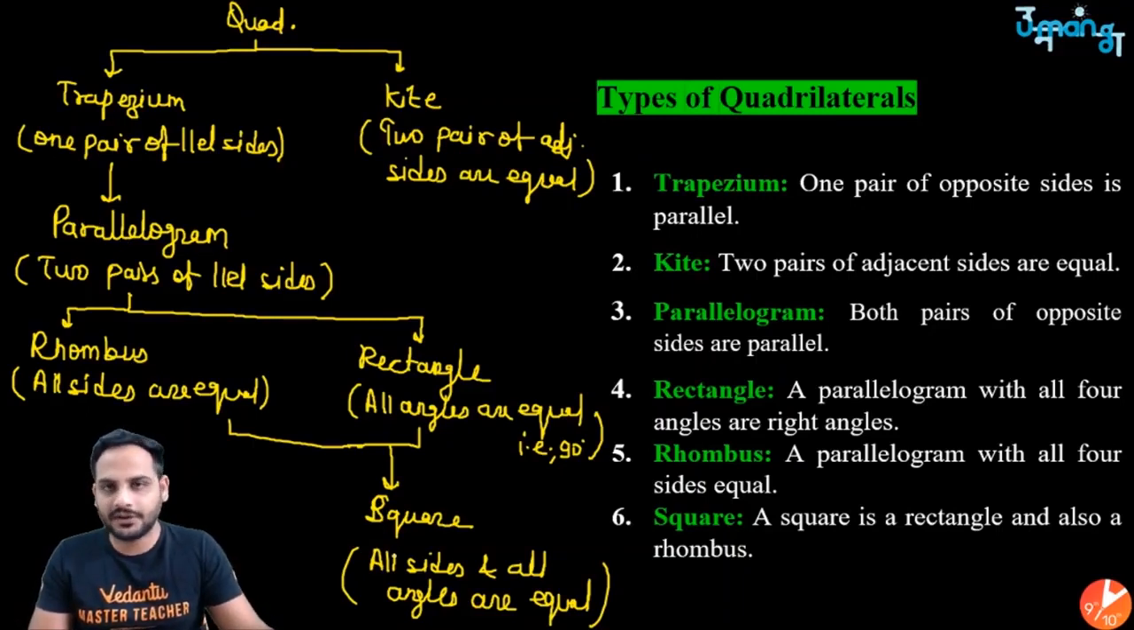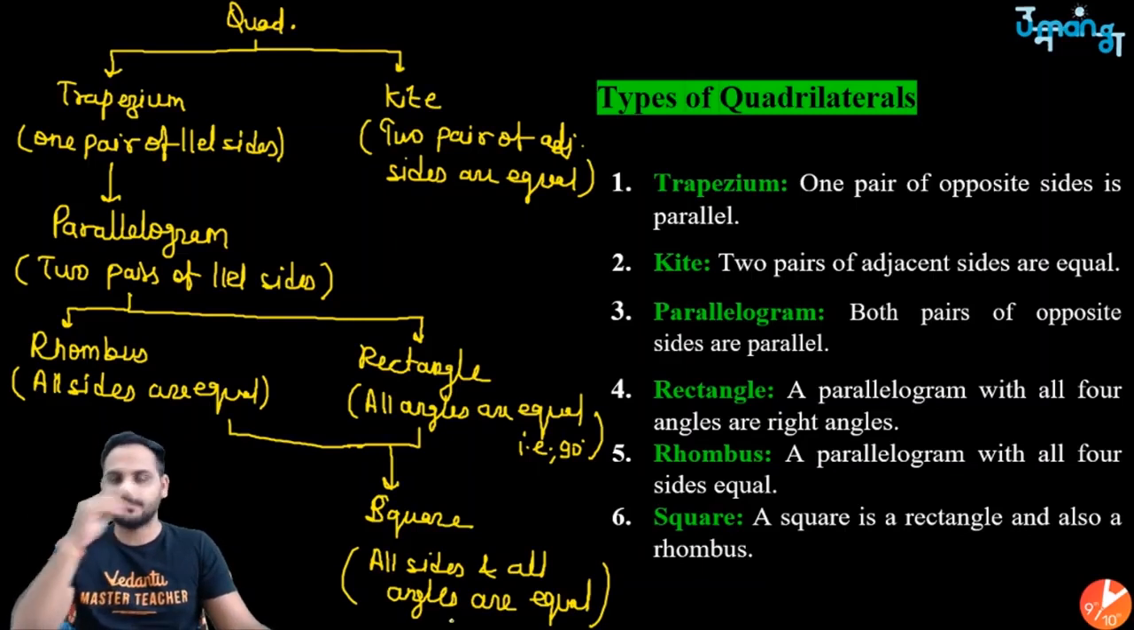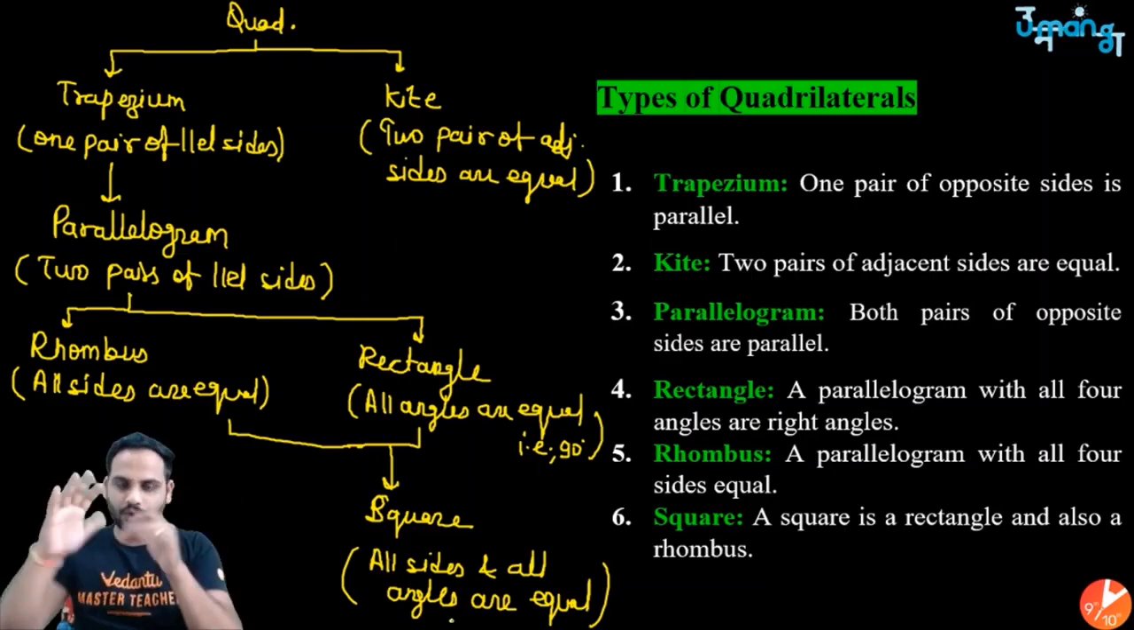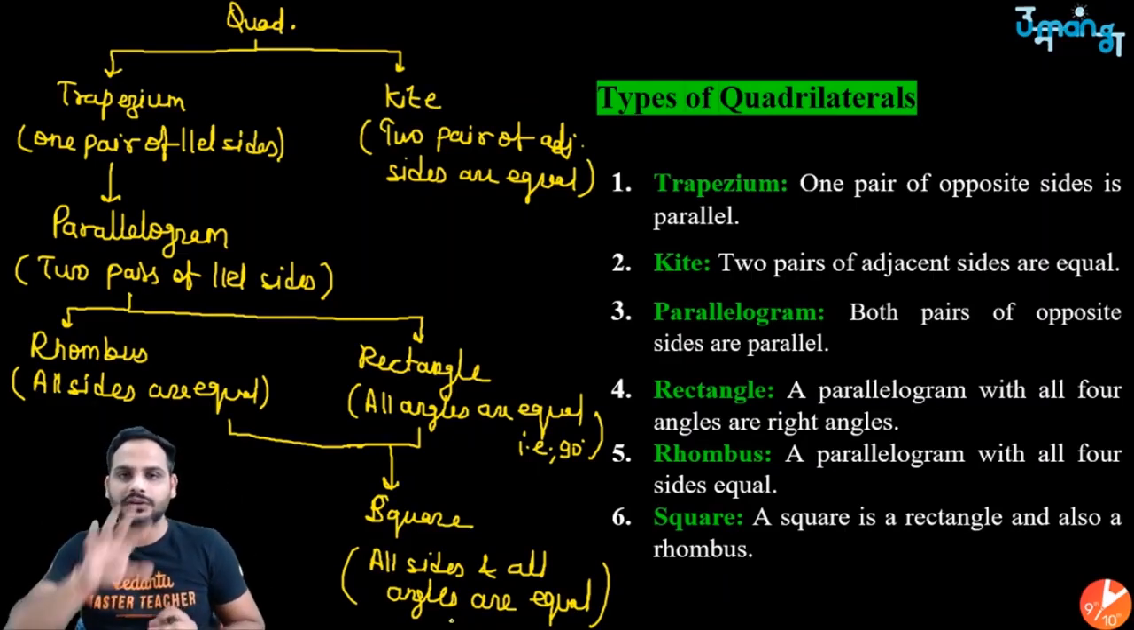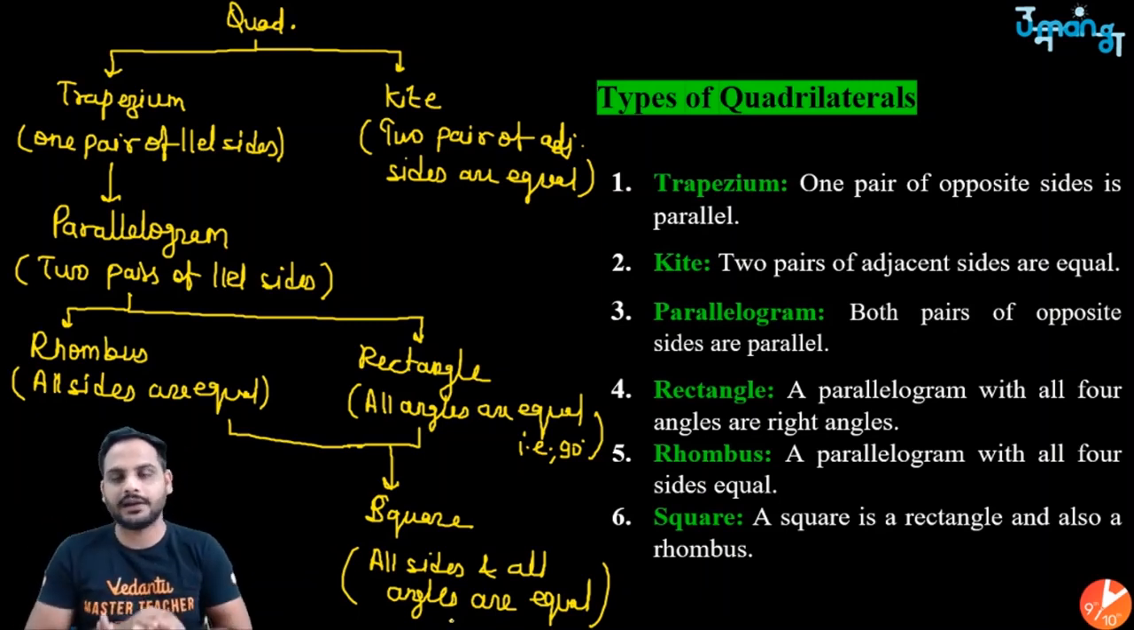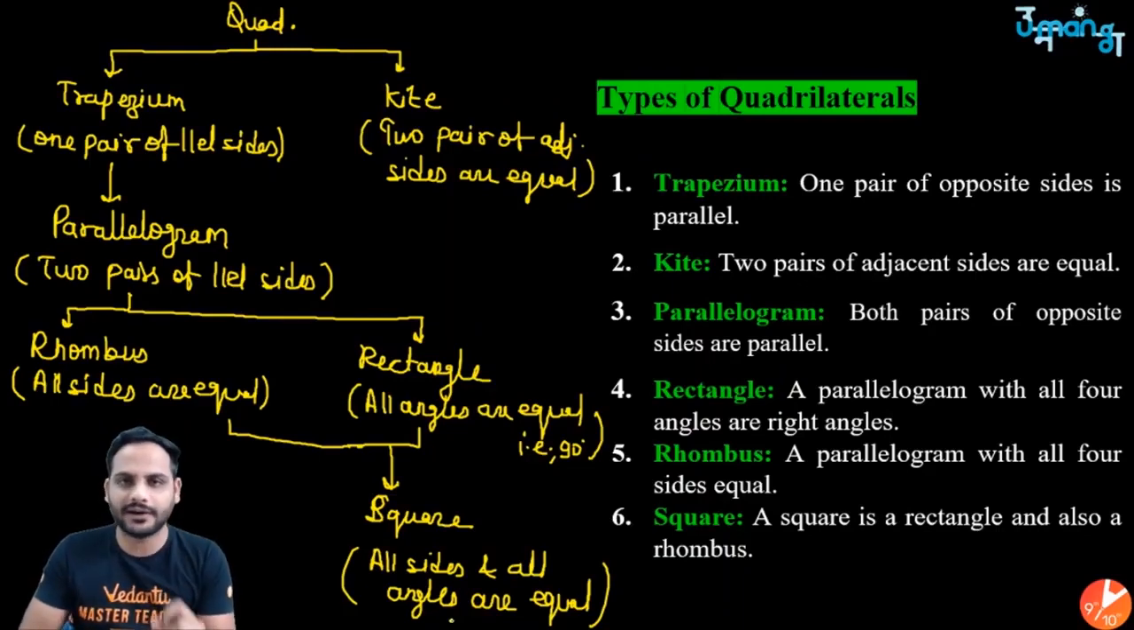Rhombus properties will be followed by a square. Rectangle properties will be followed by a square, like that. So that whole chain will explain to you the whole part about these special quadrilaterals. These definitions are very important for you to understand each and every type of quadrilateral.